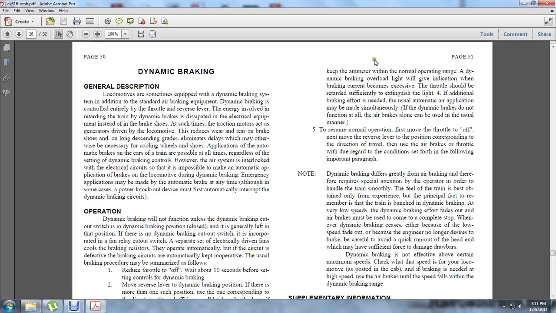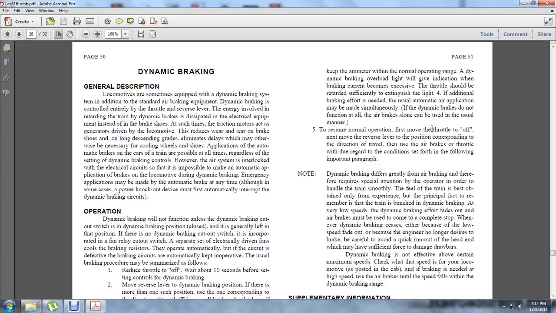But be sure to keep the ammeter within the normal operating range of the dynamic braking. If it is overloaded, while the ammeter gives the indication that the braking current has become excessive, the throttle should be retarded sufficiently, and the additional braking effort needed should come from the usual automatic air brake application. Most of the time, simultaneous dynamic and air brakes do not function at all. The air brakes alone may be used in the usual manner.